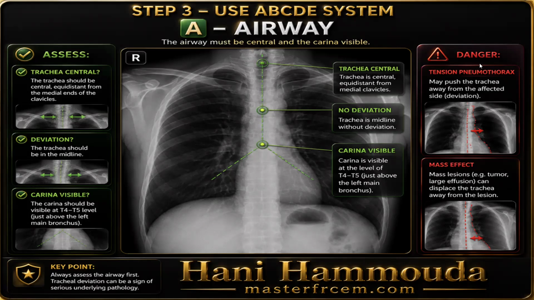So how do you know there is danger? For example, in tension pneumothorax, you can see the mediastinum or trachea is pushed to either side, basically. The trachea is deviated to the other side. It could be tension pneumothorax, massive hemothorax, a tumor, or a large effusion.